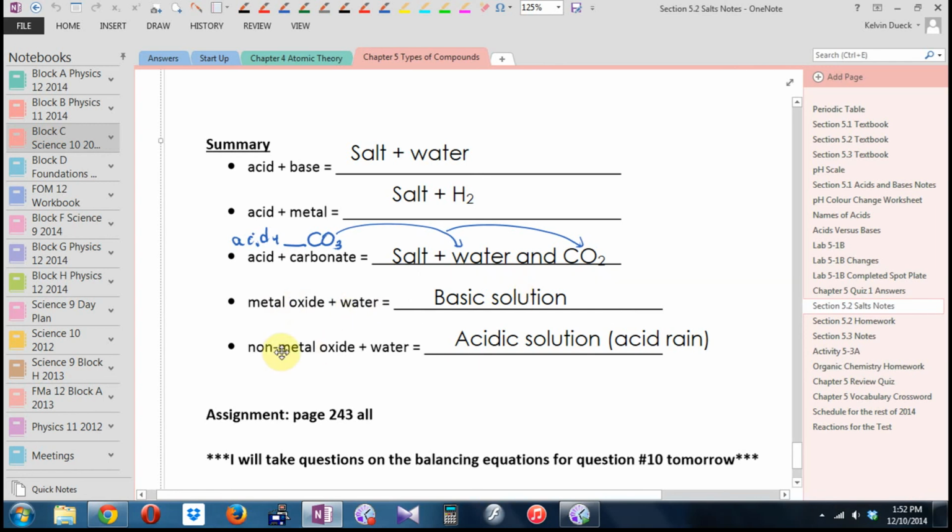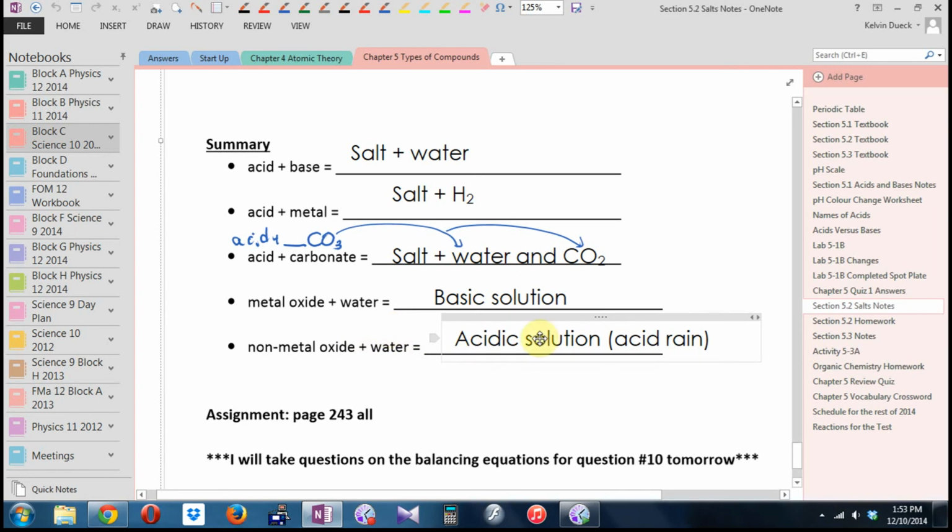What I'm really fussy on is the next one: a non-metal oxide. What's a non-metal? You guys awake? You guys focused? A little bit more. On the right side, what's an oxide? Oxygen. Carbon dioxide. Carbon monoxide. Silicon dioxide. All of those are non-metal oxides. Here's the problem: when those dissolve in water, you get an acid.